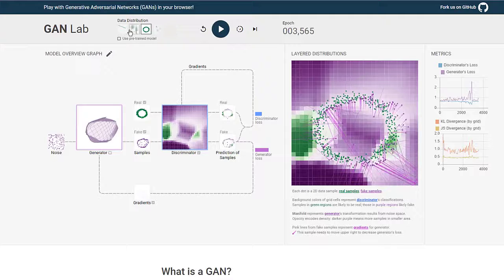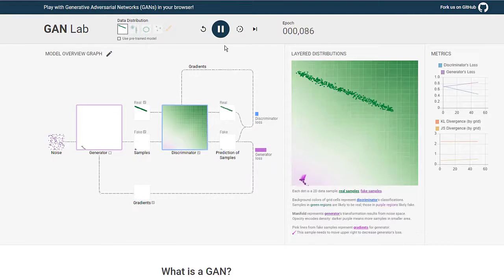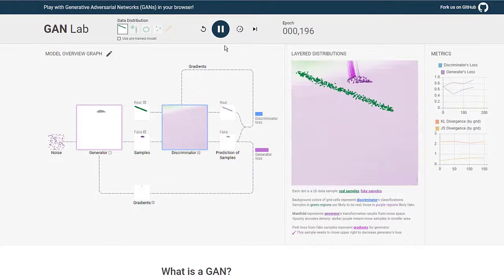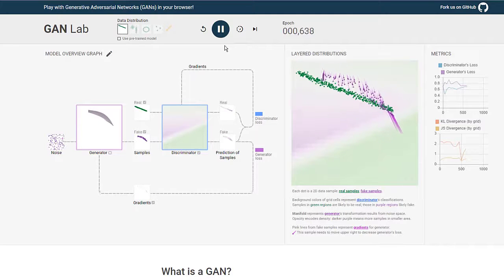Why don't we try something a little bit simpler? Let's try this data distribution, which is just a straight line. That should be an easier case here, and we can see that the generator is pretty quickly converging on that line there. And we should see the discriminator starting to pick up on that as well. But already the generator is pretty close to the real data.